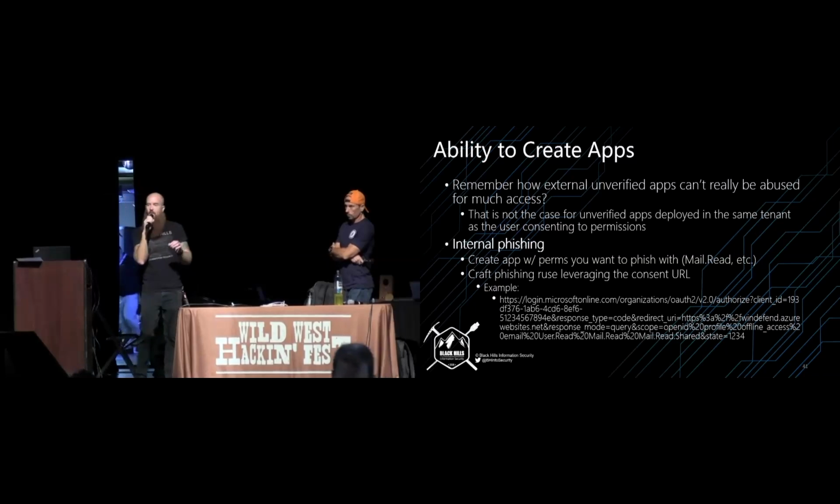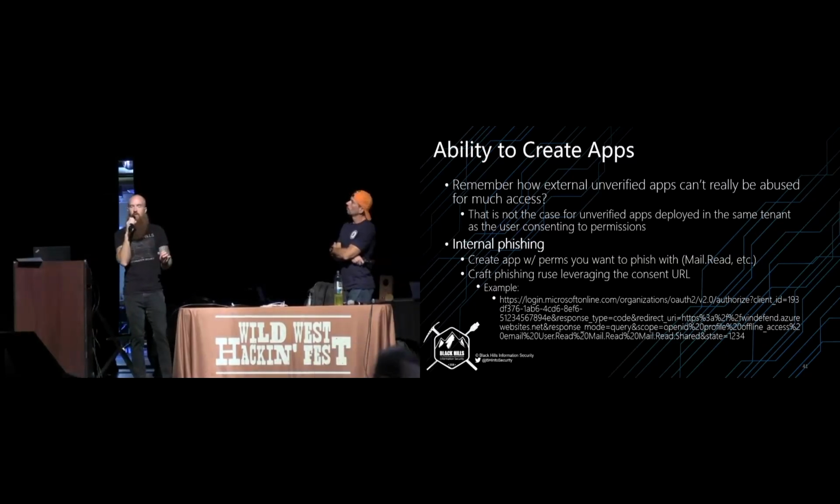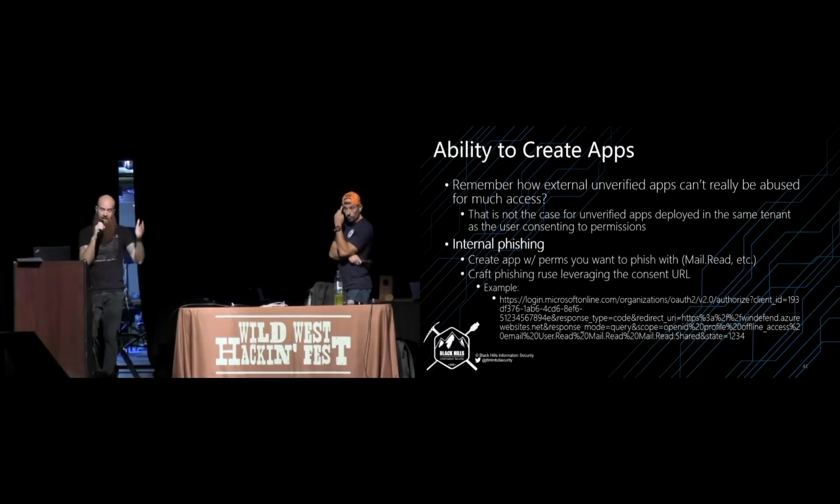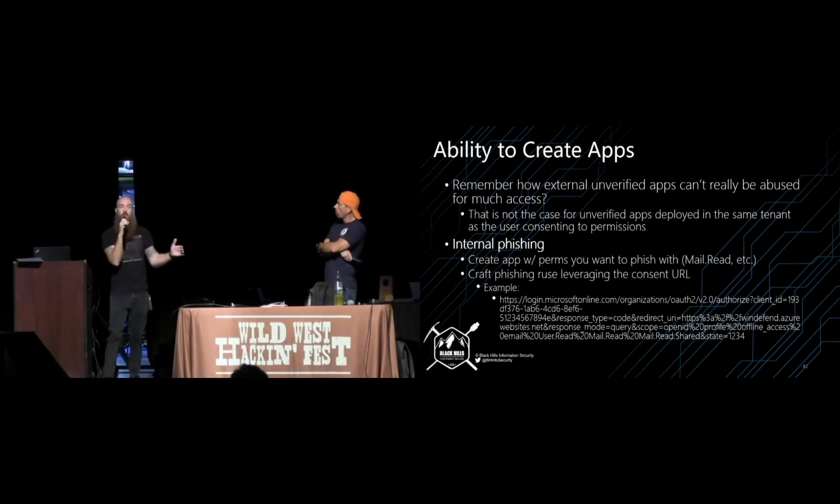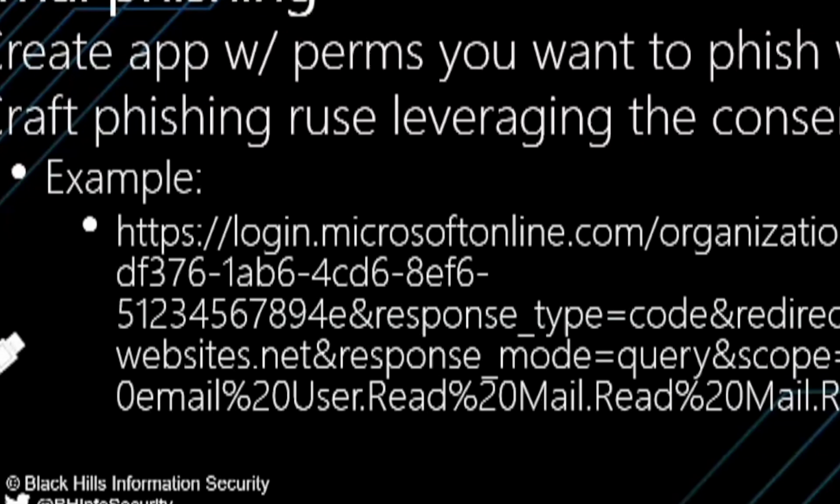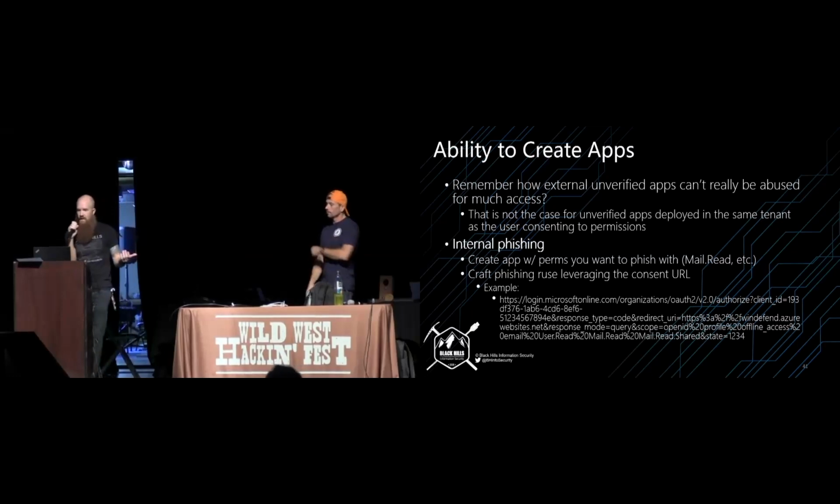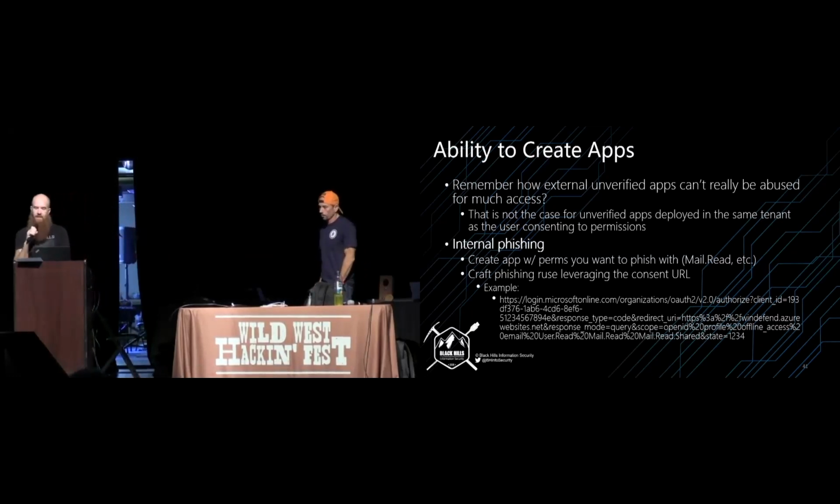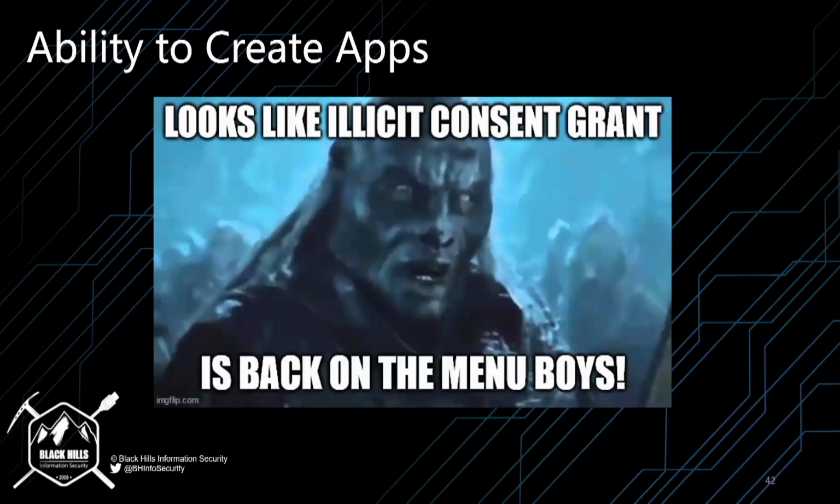Within that tenant, we have all the information we need to leverage that to carry out a phishing attack, an actual illicit consent grant attack against other users. An example, like the URL here on the screen, is what that looks like. So login.microsoftonline.com. How many people are going to think that's malicious, right? You go to that URL, you click accept, and all of a sudden now the attacker has access to read your email. Looks like illicit consent grant is back on the menu, boys.